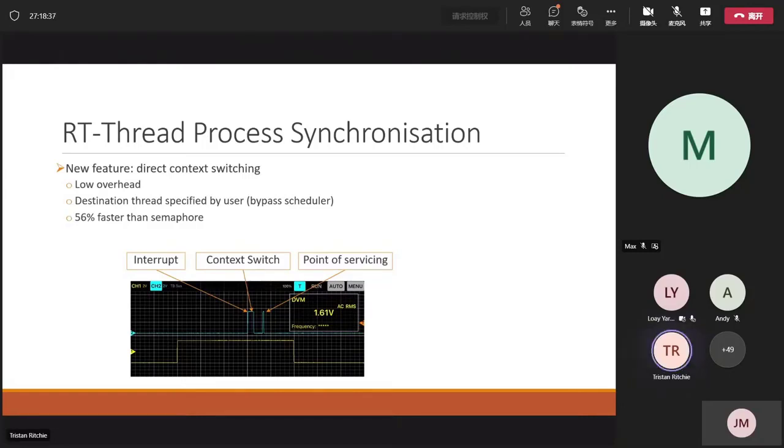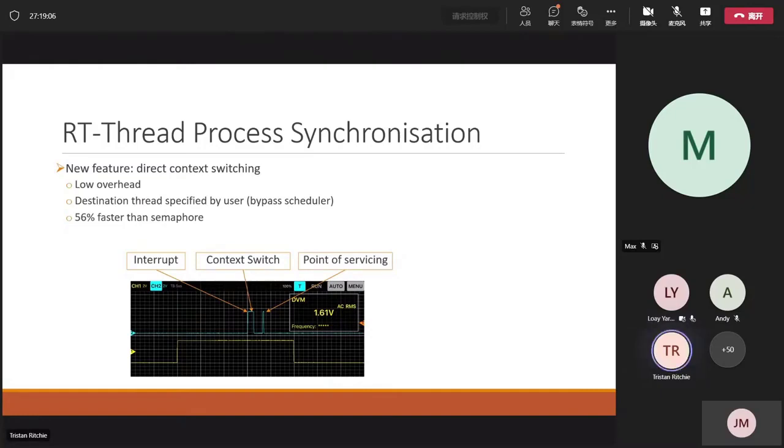Using this mechanism, we can trigger a context switch much faster and reduce the time spent with interrupts disabled. Note here the difference in time base for this measurement. We've reduced the servicing latency by about 50–55%. And in practical terms, this allows us to accomplish quite a lot.